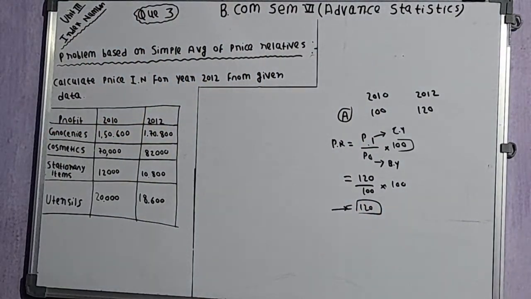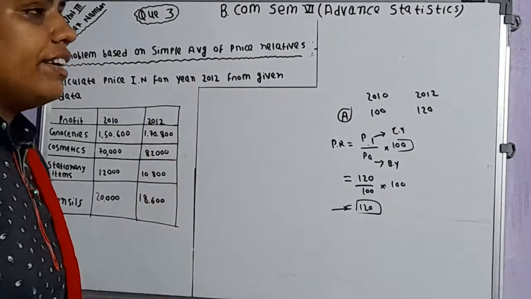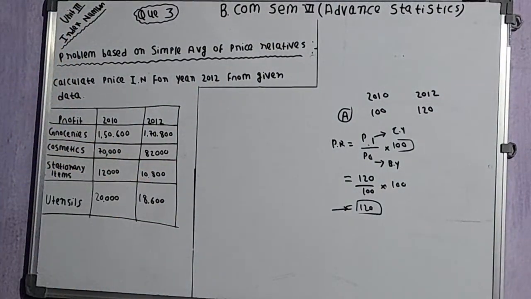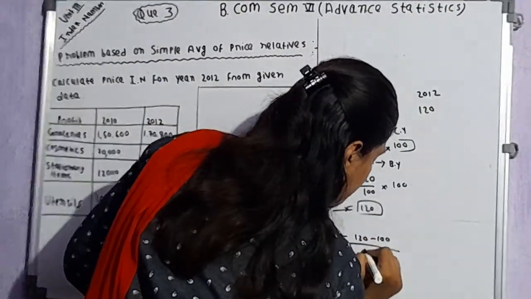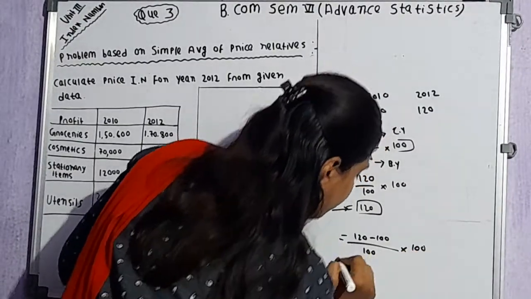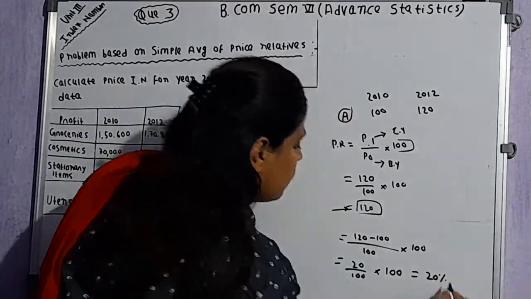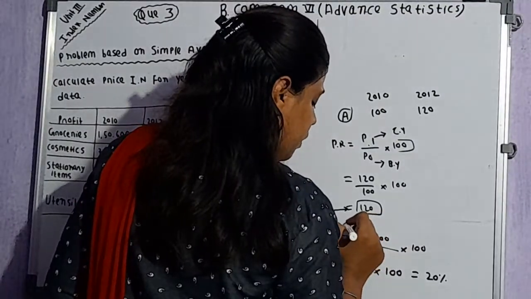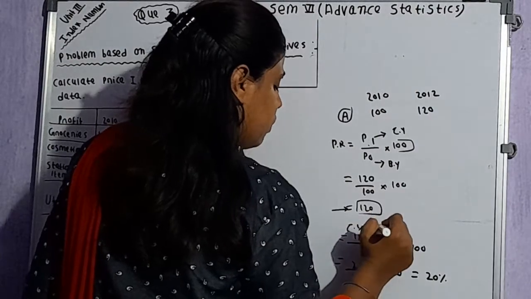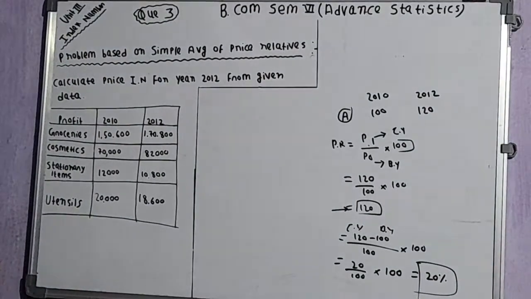This way we compute the prices of the current year in terms of the percentage of the base year. Like here the change is going to be 20%: 120 minus 100 upon 100 into 100, so 20 upon 100 into 100 would be 20%. Why 120 minus 100? Because it is an index number, it is for the current year and for the base year. So there is a change of 20%. This is how we compute the price relative.